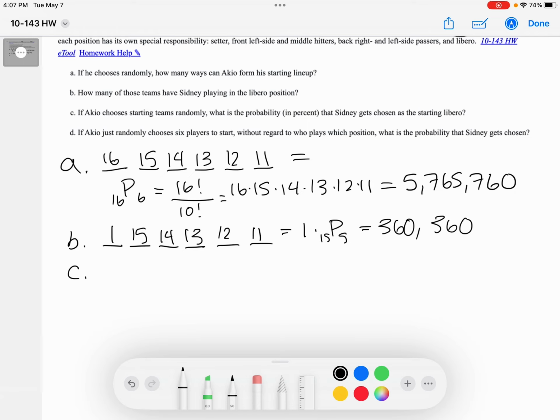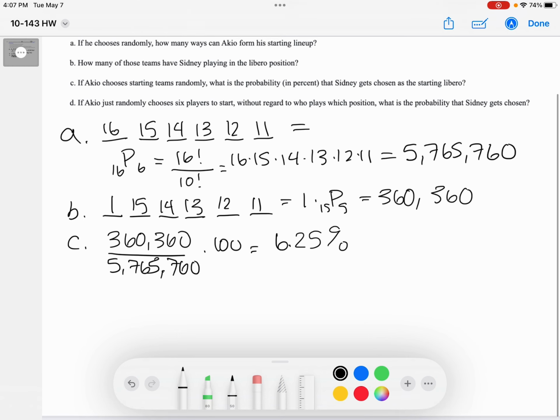So then in C, if Akio chooses starting teams randomly, what is the probability in percent that Sydney gets chosen as a starting libero? Well, this is the number of teams where Sydney is the starting libero, and this is all the possible teams. So we could put that in and multiply it by 100 to get our percent, and we end up with 6.25%.